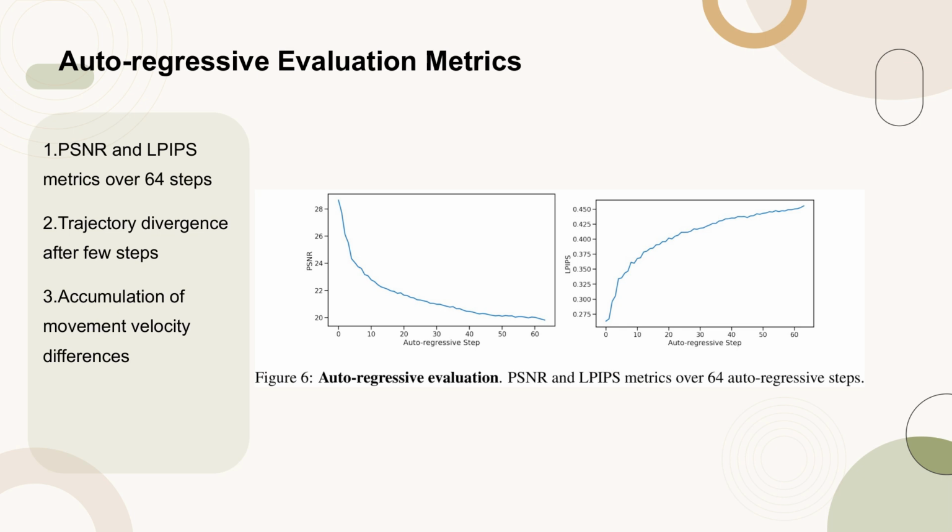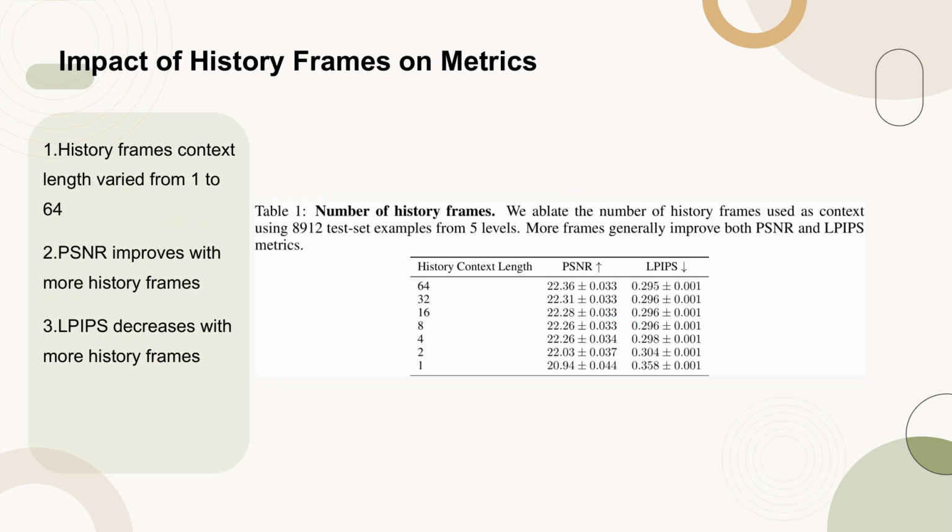The predicted and ground truth trajectories often diverge after a few steps due to the accumulation of small differences in movement velocities between frames. This divergence results in a gradual decrease in PSNR and increase in LPIPS values, highlighting the limitations of per-frame metrics in capturing the overall similarity in content and image quality between the predicted and actual game trajectories.